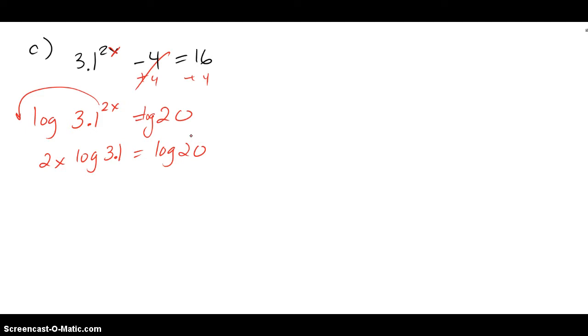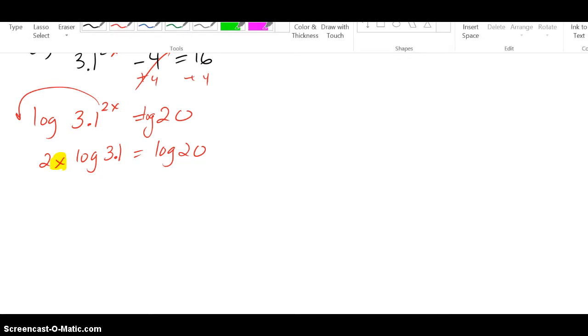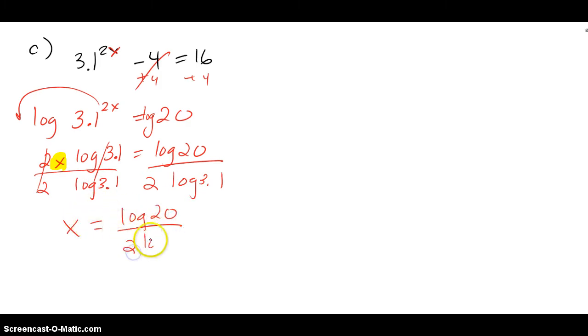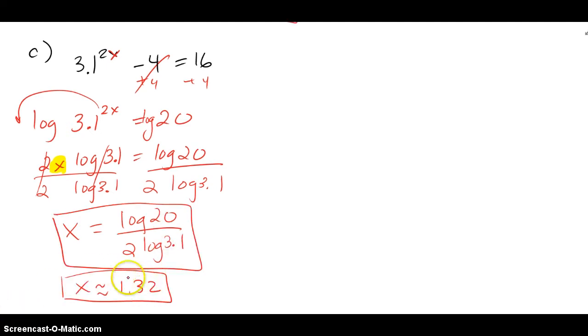Then I have my eye on the x because I want the x to be by itself. So if I want this to be alone, I have to divide by all the numbers that are stuck to it or multiplied by it. So I'm going to do it both in one step, divide by 2 times log of 3.1. So these guys divide out, and I get x equals log of 20 divided by 2 times log of 3.1. And we can also approximate it, punching it in our calculator, as 1.32.